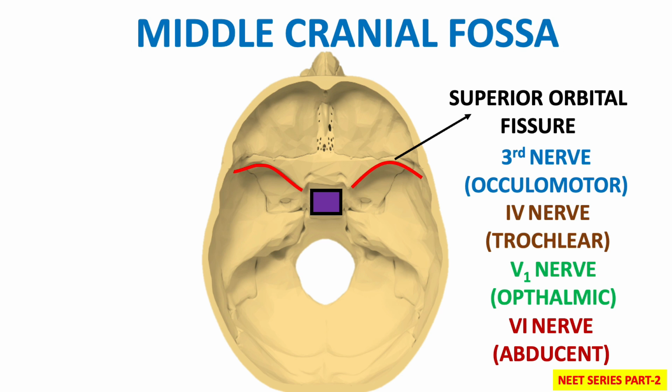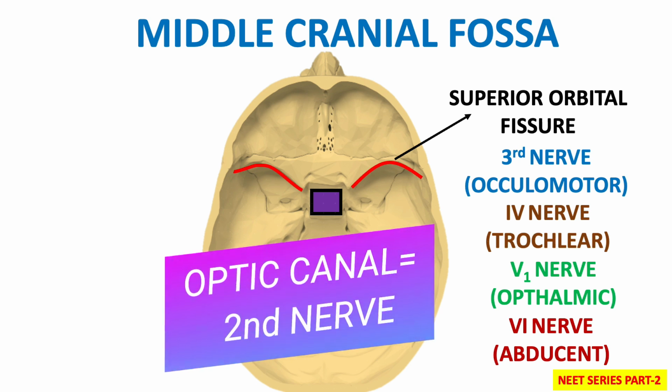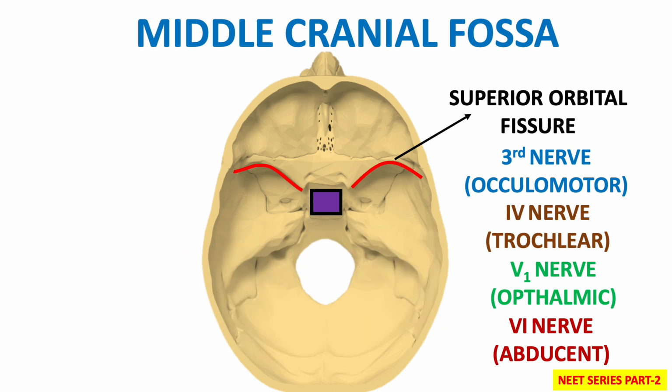The first and the second nerve were already discussed in the anterior cranial fossa. The first nerve passes through the cribriform plate and the second through the optic canal of the anterior cranial fossa. If you want to know details about the anterior cranial fossa, I'll share the link. This is very important from the examination point of view, which cranial nerve passes through which foramen. So do remember which structure the first cranial nerve passes through, which the second passes through, and similarly the third, fourth, fifth, sixth, seventh, and so on.